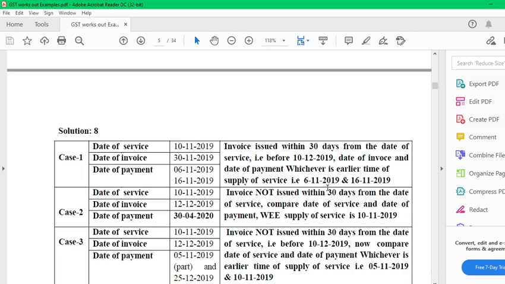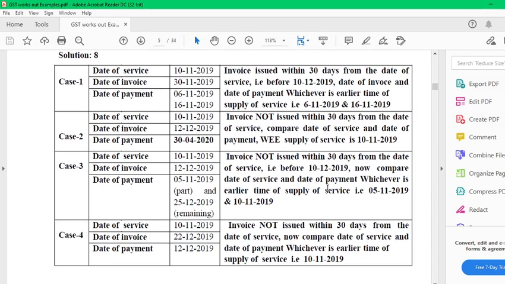Like in case 2 also, same example. The invoice date is not given here, but the date of service is given, the date of invoice is also issued, and the date of payment is also given. But the date of service is 10/11 and the invoice is issued more than 1 month later, on 12/12. If it were 10/12, it would be within 30 days, but this is more than 30 days. Hence, we take into account the date of service and payment date. We compare the date of service and date of payment, not the invoice. The earlier date, 10/11/2019, should be taken into account as the time of supply.